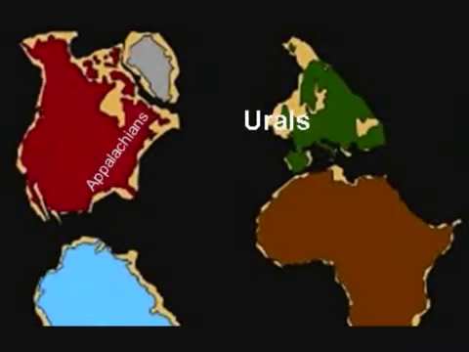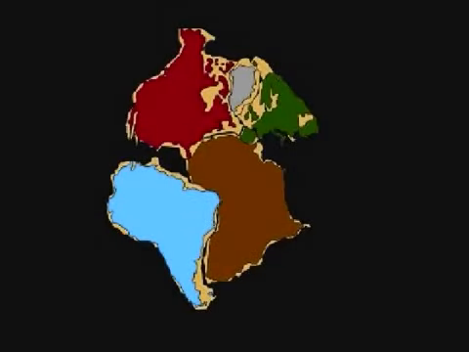Second, many of the mountain ranges on different continents have the same types of rocks. A good example is the Appalachian Mountains in North America are very similar to the Ural Mountains in Europe. This indicates that they were formed before the breakup of the supercontinent.